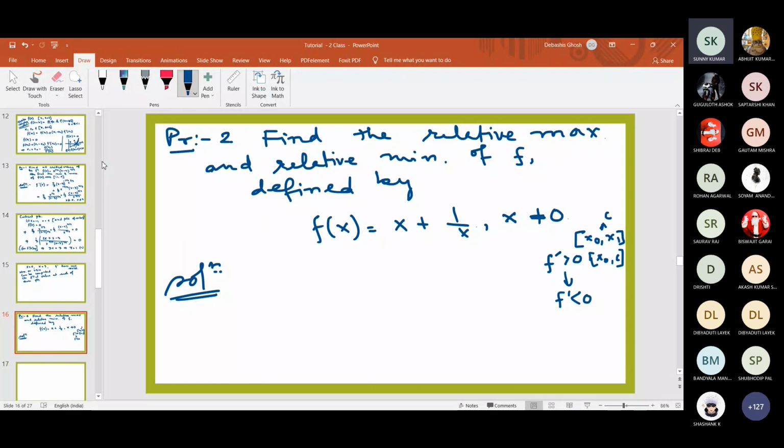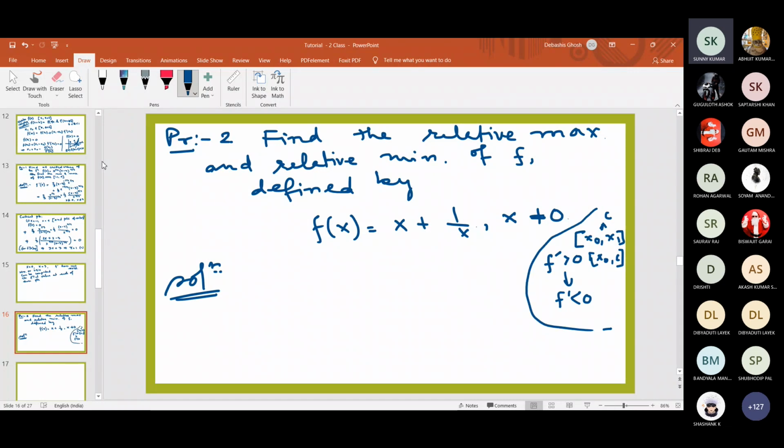If the reverse happens, that is f dash is less than 0 between x0 and C, and f dash is greater than 0 between C and x1, then it has its local minimum. So by that criteria we just verify this one.